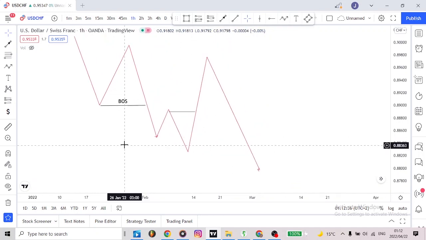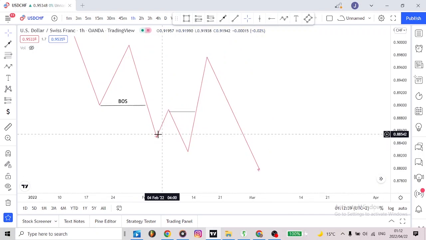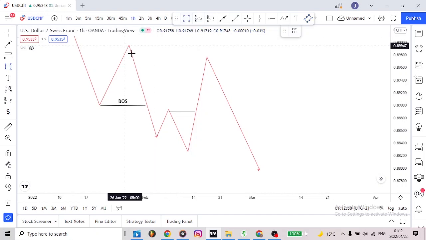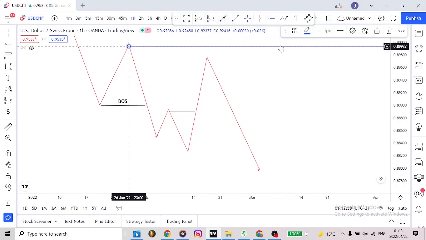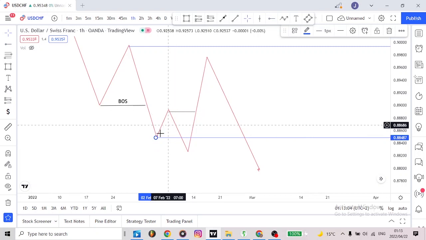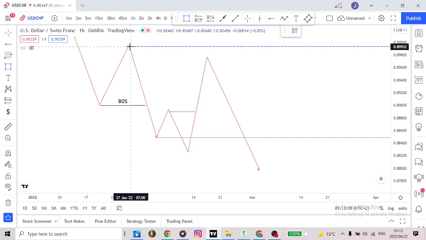So you must understand that for a break of structure to be valid or a pullback to be valid, the pullback must retrace back to at least 70% of the previous range. Okay, so if we're having a pullback, this is the whole range. Let me just mark out the range. This here was our range before this shallow pullback. So here what we expected to see was the market to retrace to at least 70% of the zone, which will be starting from there to here.